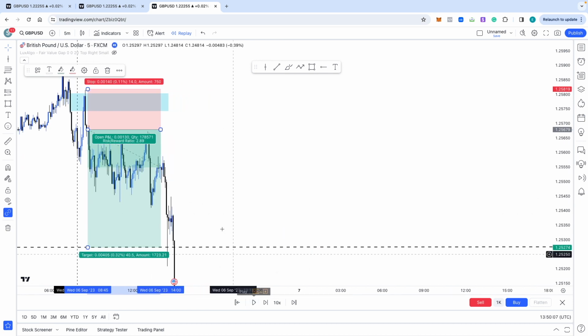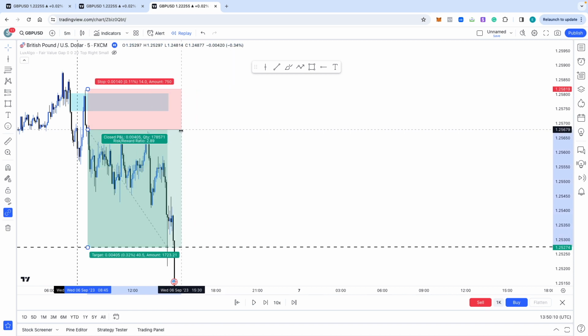So this is a trade I held onto, and there we go. We smashed take profit. Trade was taken at 8:45, and we closed out of the trade at 2:30. All within London session. Oh, it's happy days.